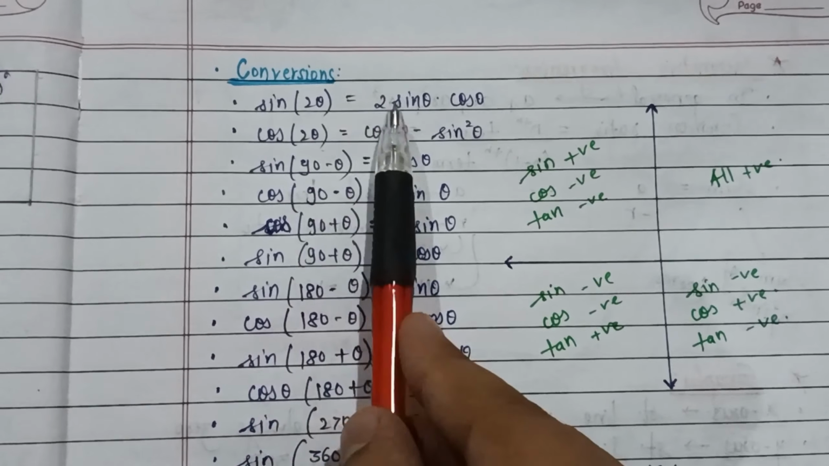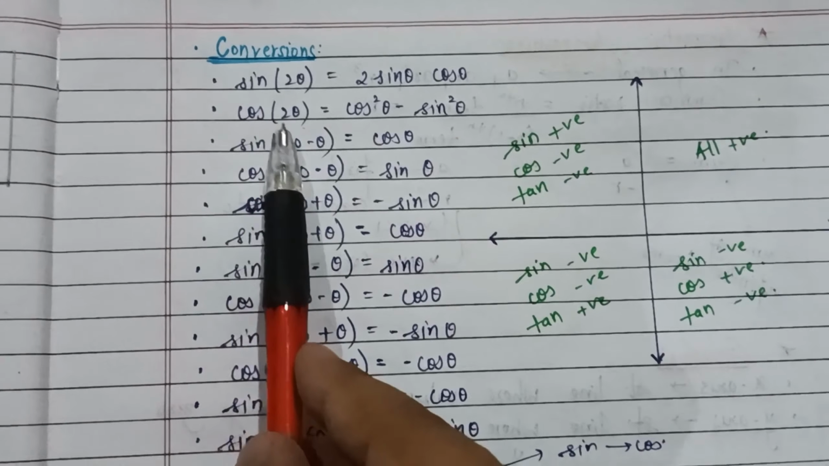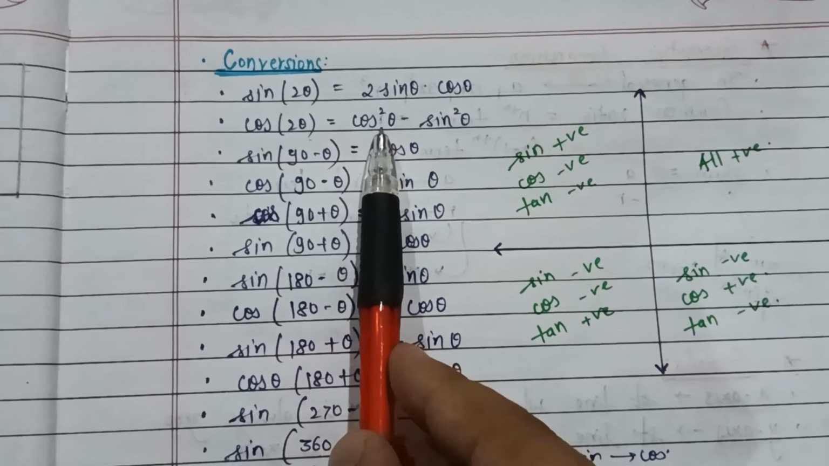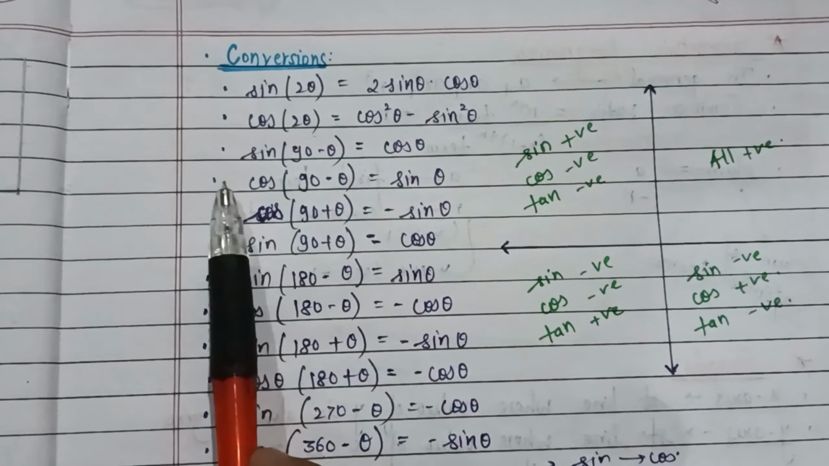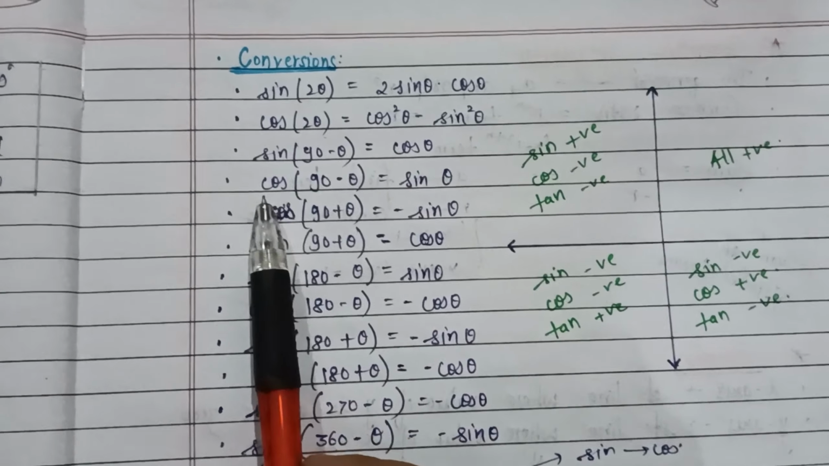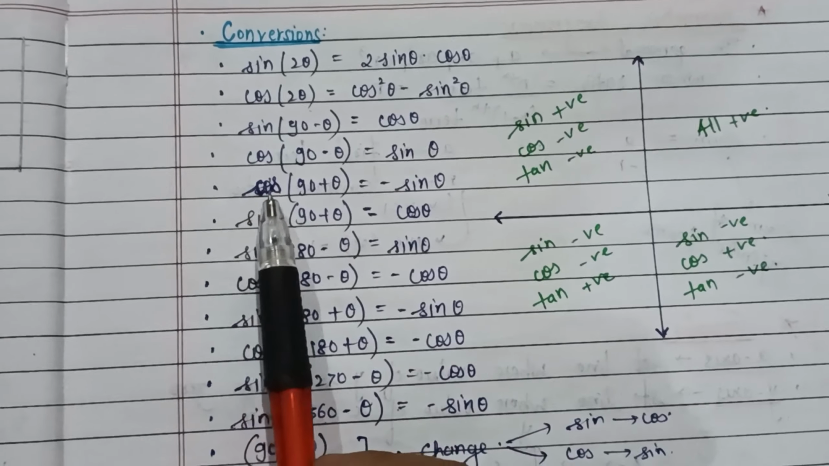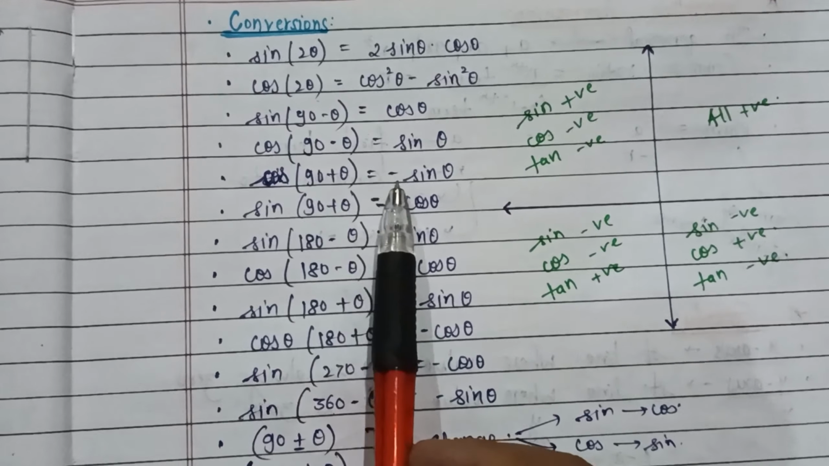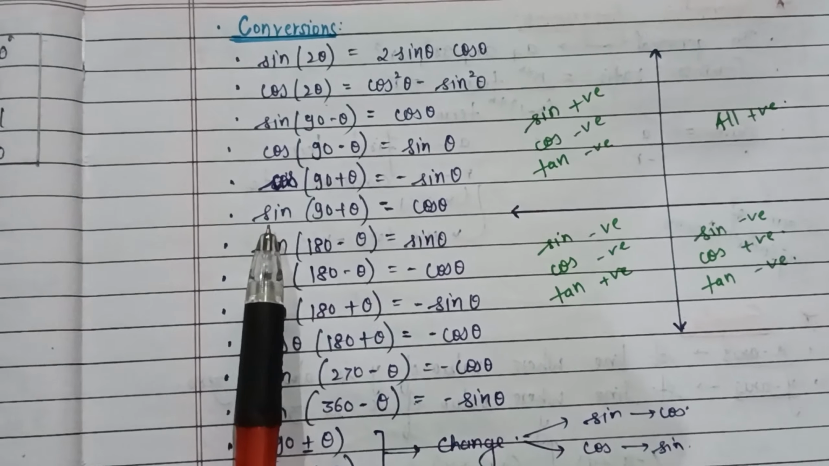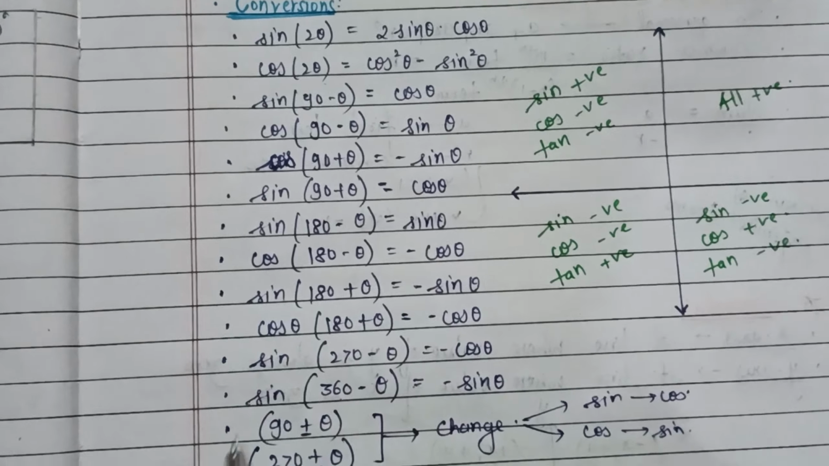Sine of 2 theta is equal to 2 sin theta dot cos theta. Cos of 2 theta is equal to cos square theta minus sin square theta. Sine of 90 minus theta is equal to cos theta. Cos of 90 minus theta is equal to sin theta. Cos of 90 plus theta is equal to minus sin theta. Sine of 90 plus theta is equal to cos theta.